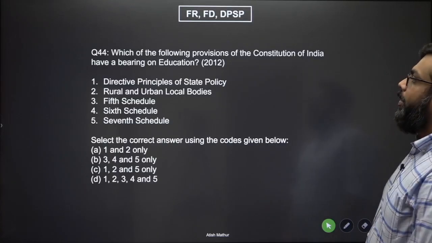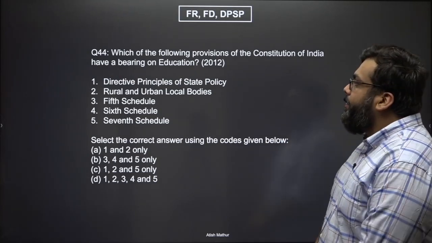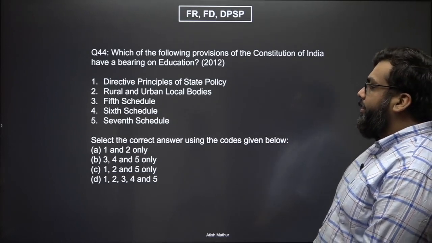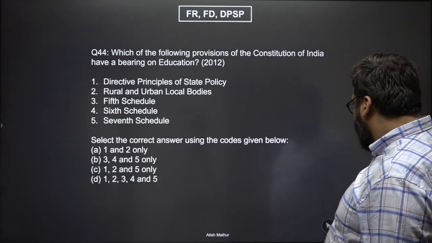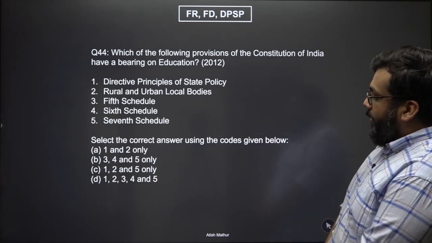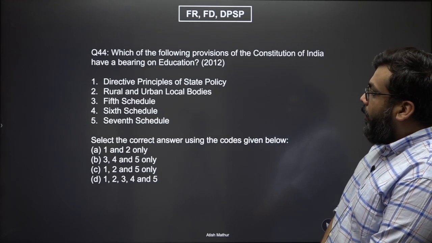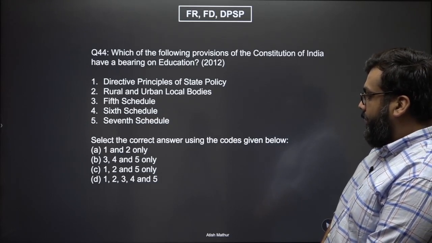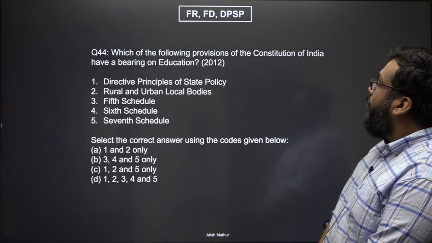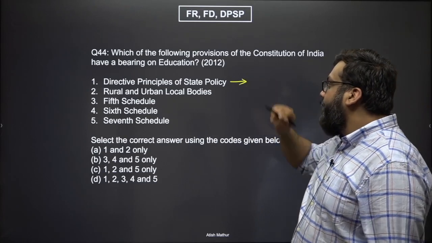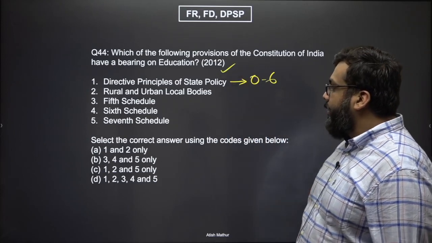There you go. Which of the following provisions of the Constitution have a bearing on education? DPSP, rural and urban local bodies, 5th schedule, 6th schedule, 7th schedule. 1 and 2; 3, 4 and 5; 1, 2 and 5; 1, 2, 3, 4 and 5. Tough question, but a good one. All right. So except for option number B, 1 is present across all the 3 options. Let us see if we can eliminate 1. No, we can't, because directive principles do have provisions with respect to 0 to 6 years. So this is definitely related to education.